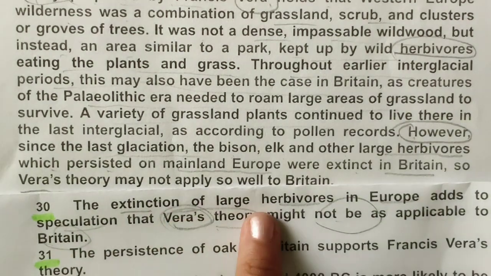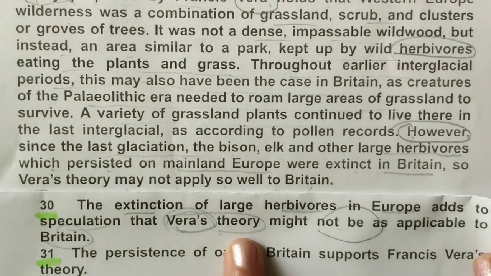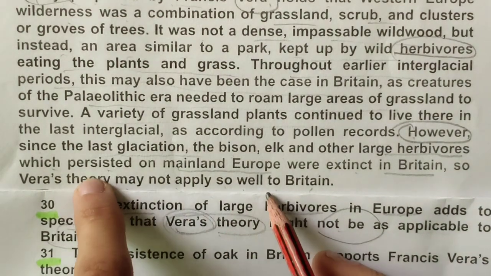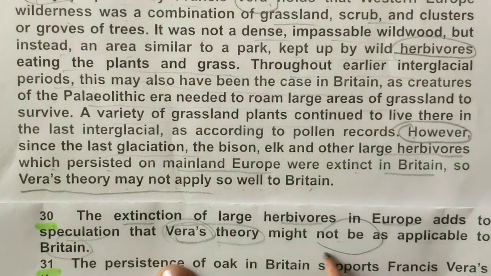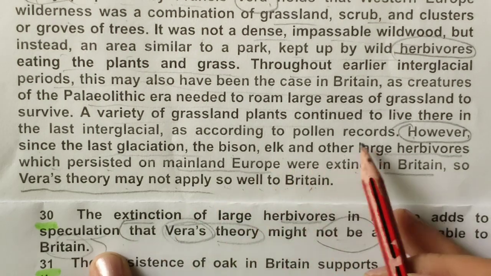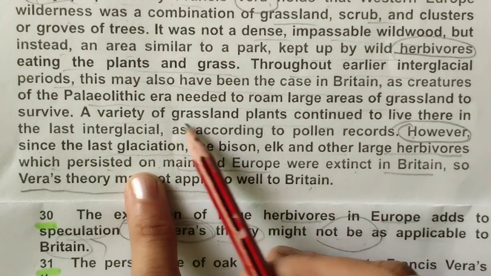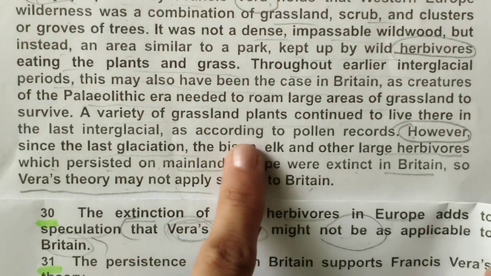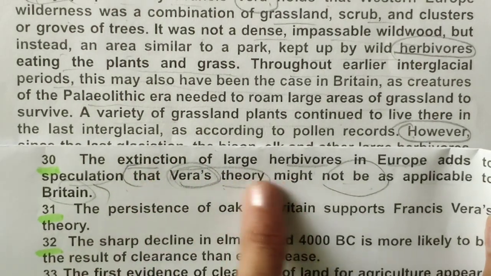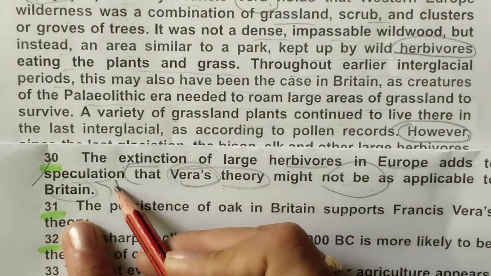Okay. The extinction of large herbivores in Europe adds to speculation that Vera's theory might not be as applicable to Britain. Theory may not apply so well to Britain. This we have got, but extinction of adds to speculation. So speculation kind, another which persisted. So variety continue to live here according to pollen records. However, since the bison, okay, so this is not speculation actually. What they are saying, extinction of adds to speculation. So we can mark it false.